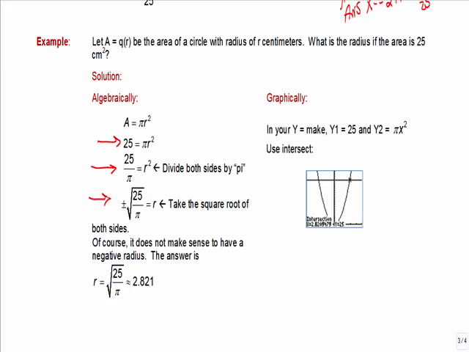Again, graphically, I could do the problem. I could make y1 be 25 and y2 be pi x squared, graph it, and use the intersect feature. Again, only getting the positive value because I'm looking for the radius.